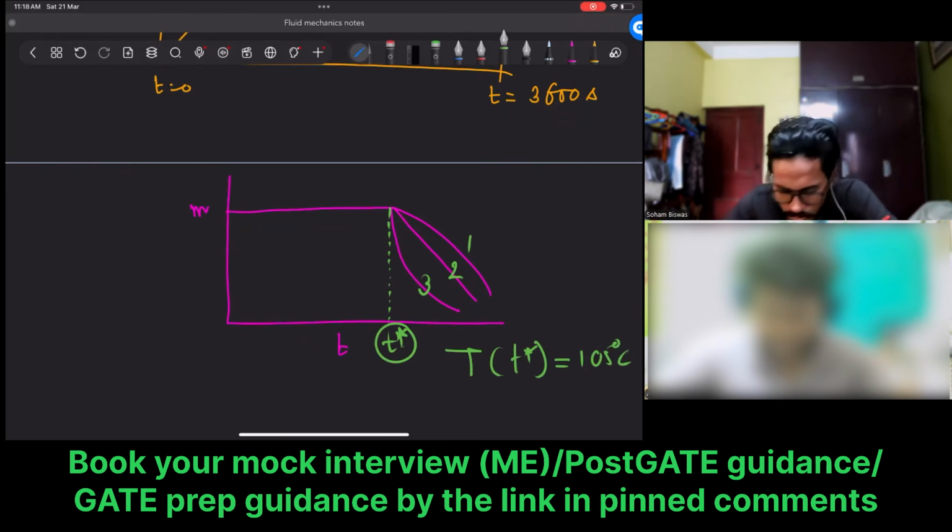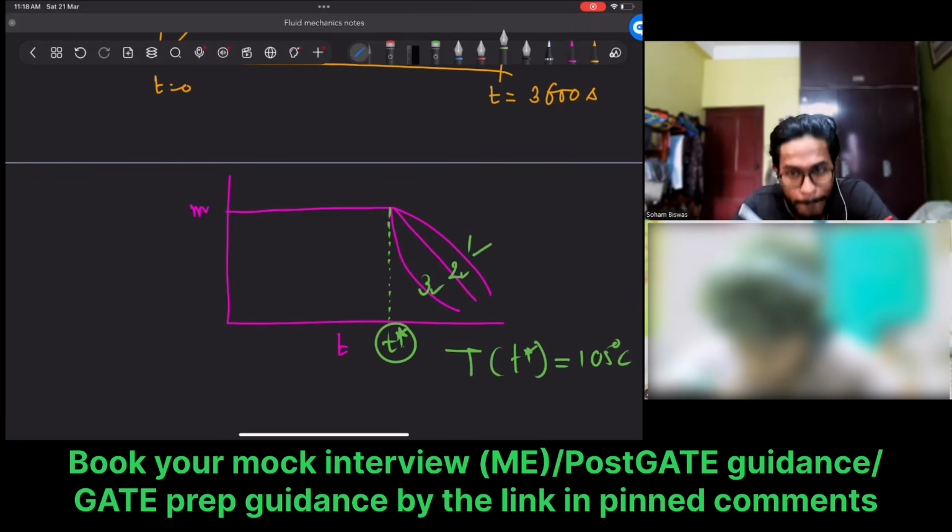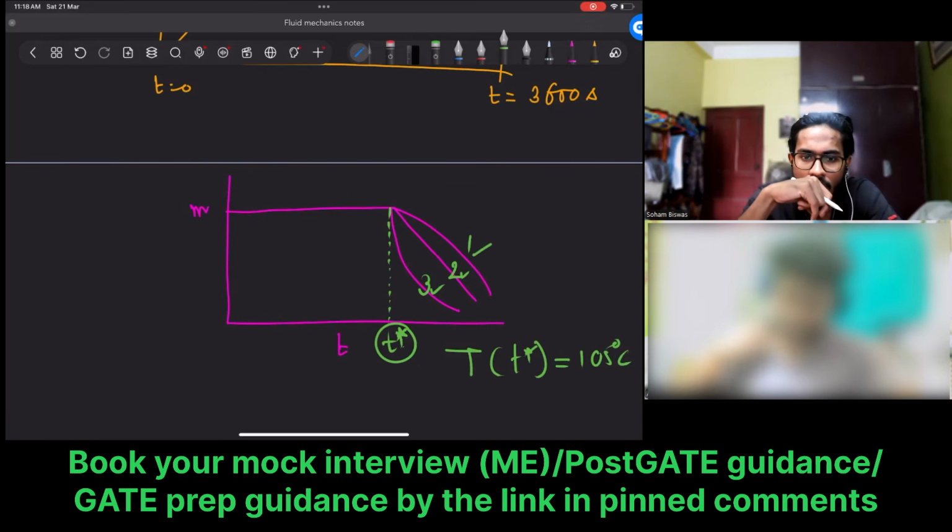Okay. Now you tell me, will it be 1, 2, or 3? Tell me. The slope will be decreasing. It will have a decreasing slope, so it will be 3. Okay, it will be 3.